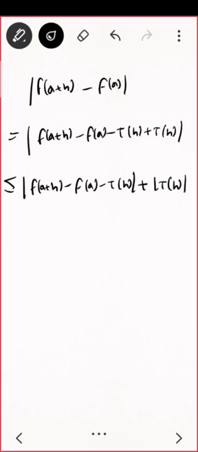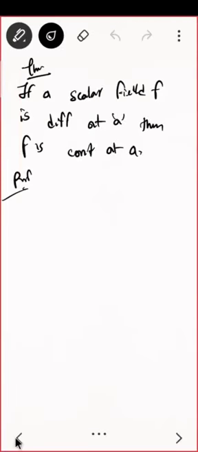So what do you want to have? You want to have this as epsilon by 2, and this also has to be epsilon by 2. Then you will be able to prove it. That is the main idea. So let us see how we can make this epsilon by 2 and this also epsilon by 2. Once you have the idea, let us start.